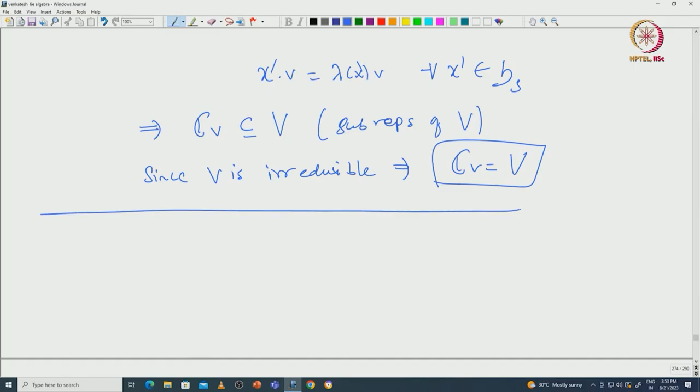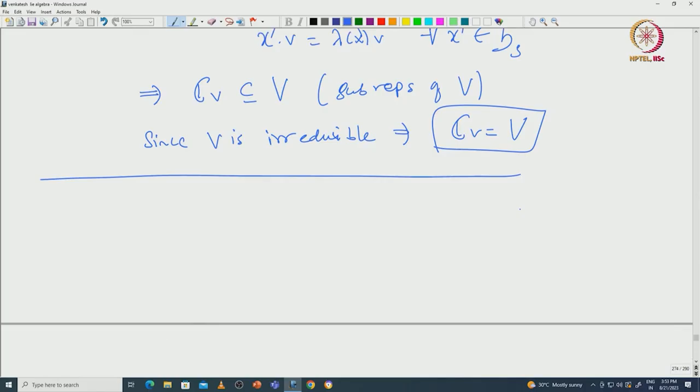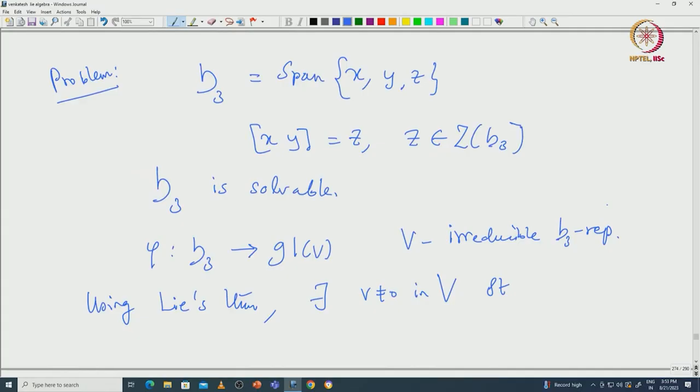So, now what will we prove? We will prove that this H3 does not have a faithful finite dimensional irreducible representation. So, let us say phi is a faithful representation of H3. Actually, let us see what happens if we start with any representation. If phi is just a representation of this H3, then you can look at the commutator formula: the bracket of x and y is given to be z, and z is inside the center of H3.